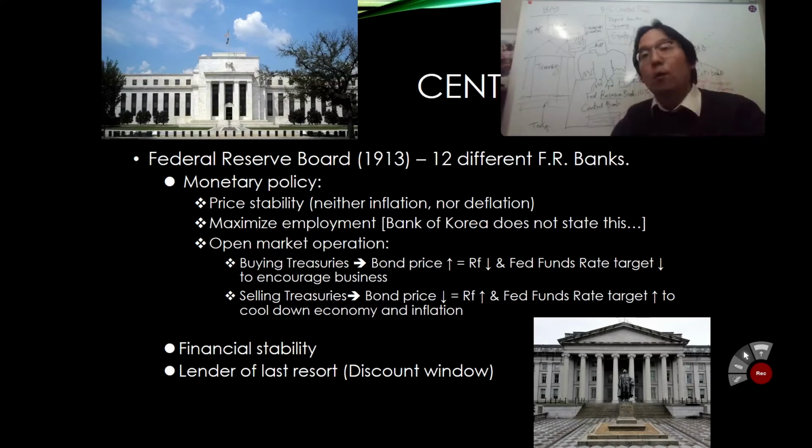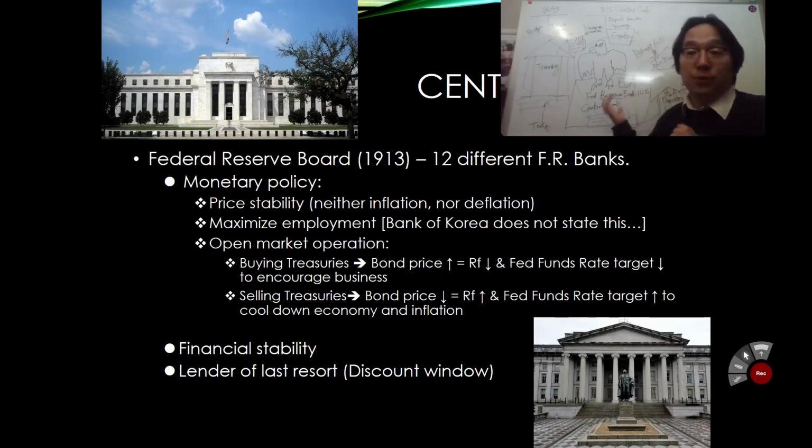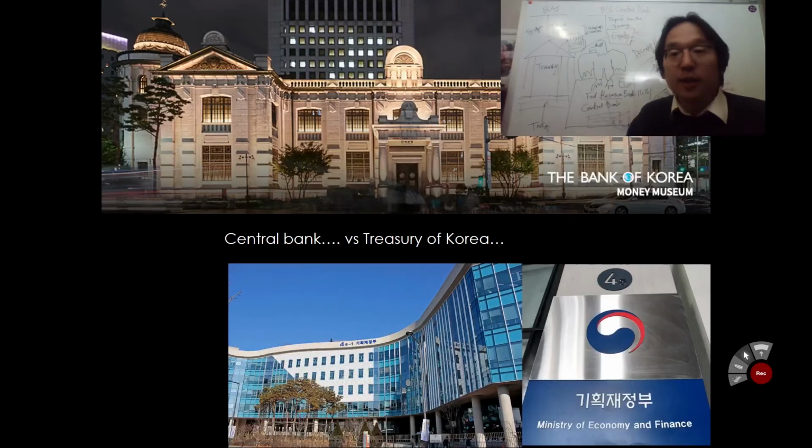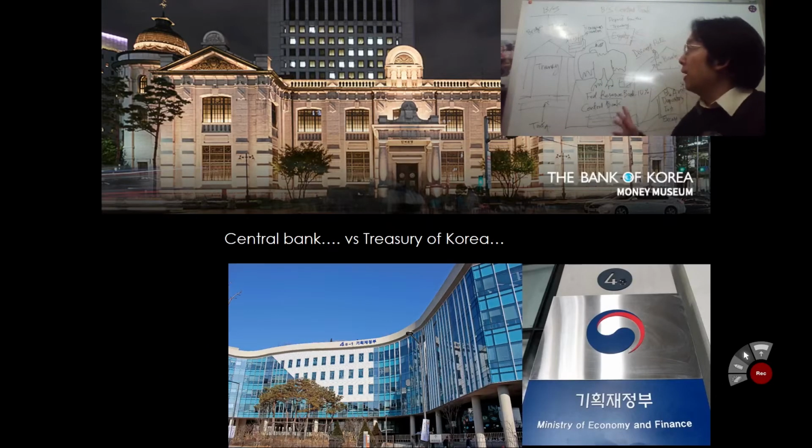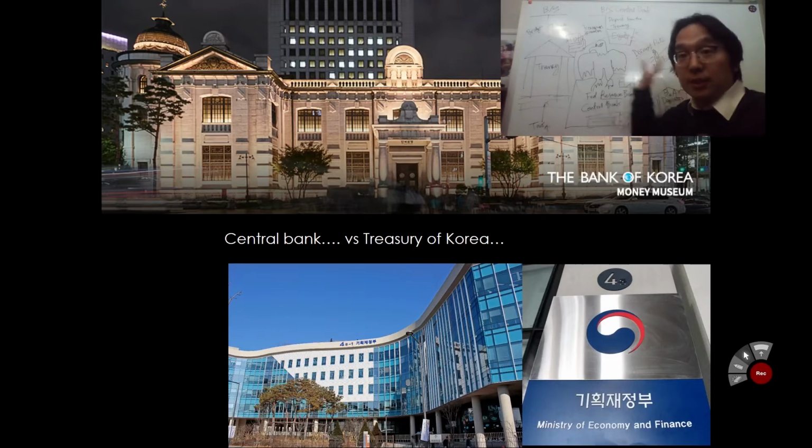Bond price goes down, which means the risk-free rate goes up, interest rate goes up, because there is an inverse relation between the value of the bond and the discount rate. And together with it, the Fed funds rate target increases, right, to cool down the economy and the inflation. Now, that's basically it for the central bank and the Treasury. You can distinguish these two.